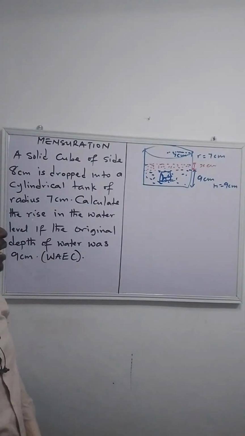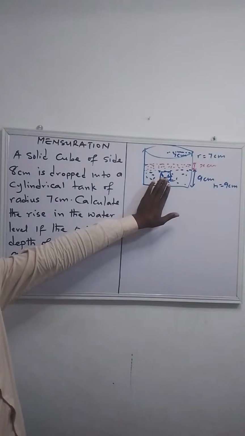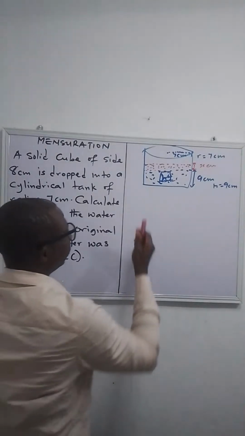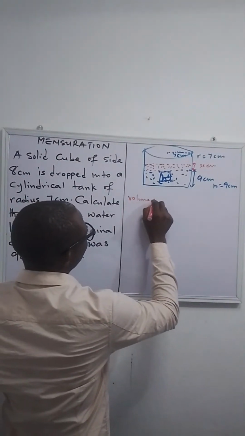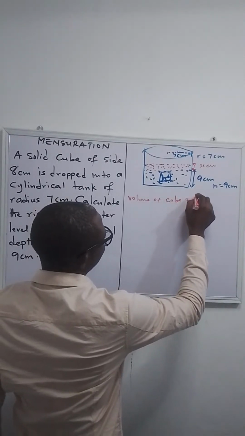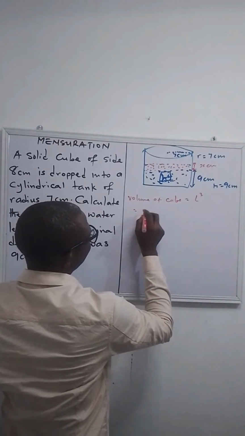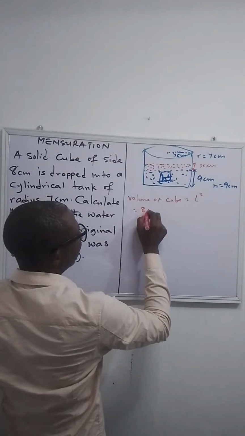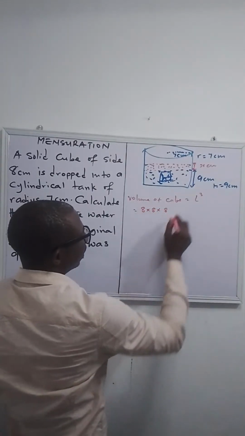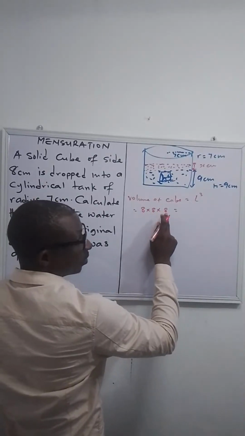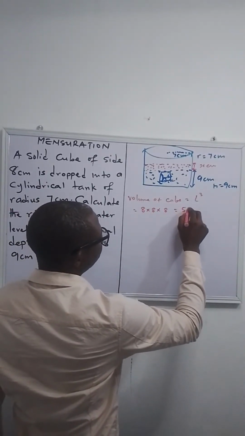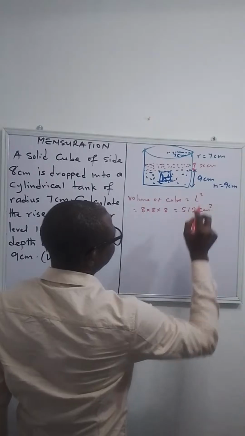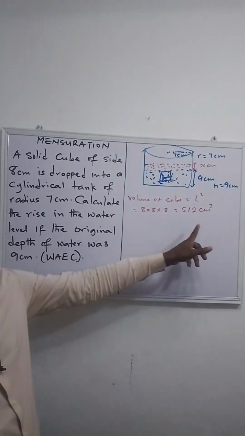Now let us look at it. Let's get the volume of this cube. What is the volume of the cube? Volume of cube is L raised to the power of 3. We have the side to be 8 centimeters, so that will be 8 times 8 times 8. That gives us 64 times 8, that is 512 centimeters cubed. So this is the volume of the cube.